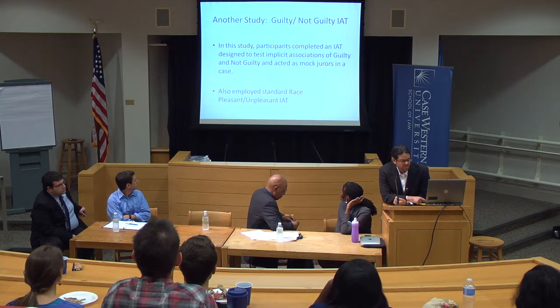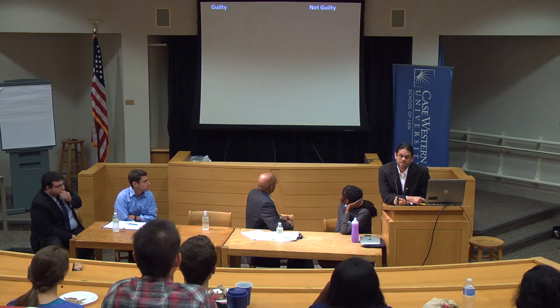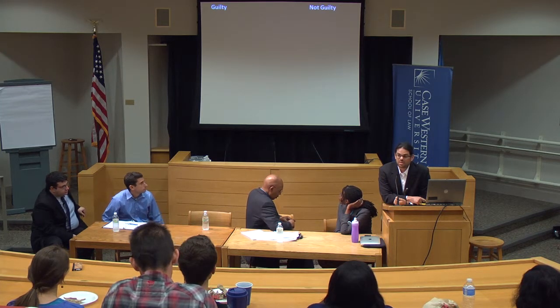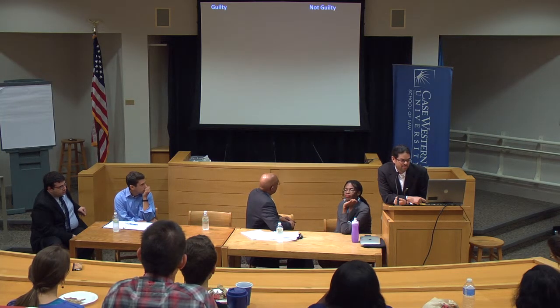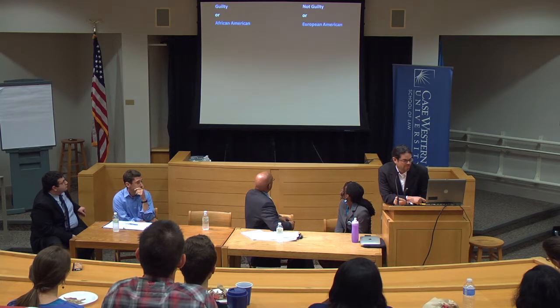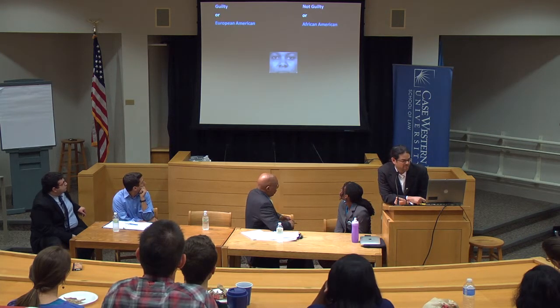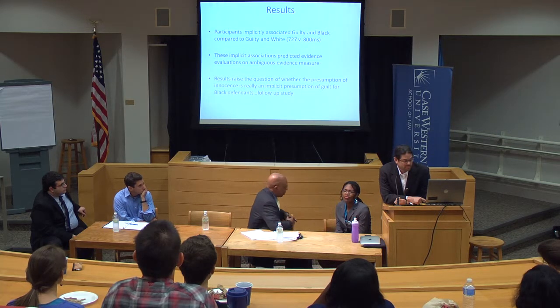Another thing we've done, just to get through this so you can see, we created a guilty, not guilty implicit association test to see whether people implicitly associate race and important legal concepts connected to the presumption of innocence. In our society, we certainly wouldn't want to have implicit associations between race and guilt that would affect our presumption of innocence. But unfortunately, when we run this study, we find significant differences in that people implicitly associate white with not guilty and black with guilty.